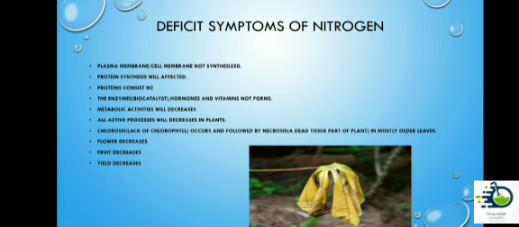Now, chlorosis means the lack of chlorophyll at the tip of the leaf or at the margins of the leaf, and it is followed by necrosis. Necrosis means dead tissue in part of the plant. It occurs mostly in older leaves. Flowers decrease, fruit decreases, and lastly yield decreases.